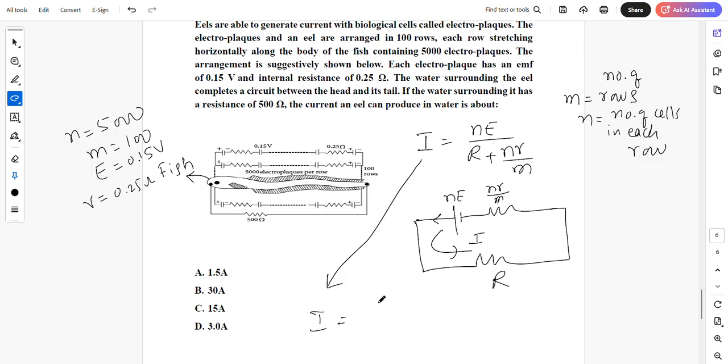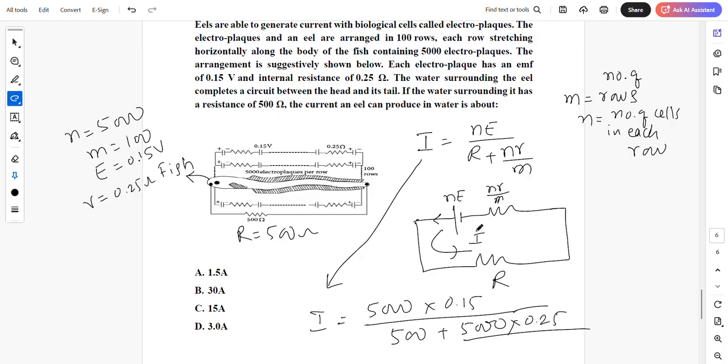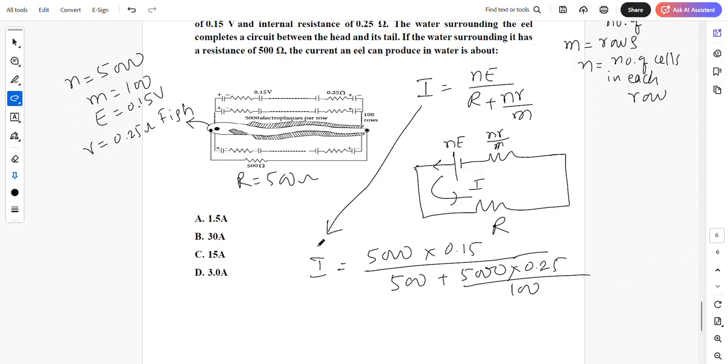How much is n there again? 5,000, into E, which is 0.15, divided by the external resistance R. They have given R as 500 ohm. 500 plus n, which is again 5,000, into small r, which is 0.25, divided by m, which is 100.